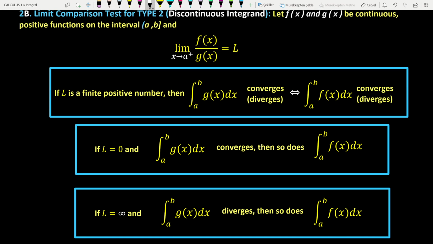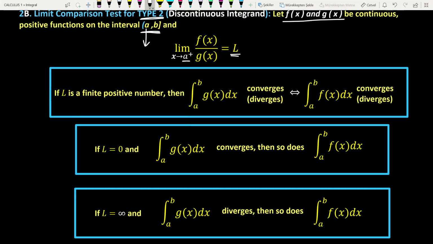The second convergence test for second type improper integral is the limit comparison test. Assume that the functions f and g are continuous on this interval, but be careful, they are not continuous at the point A. This is why this is a type 2 improper integral. And assume that the limit of f over g is equal to L when x tends to the point A from the right.